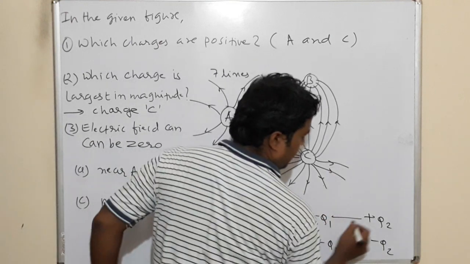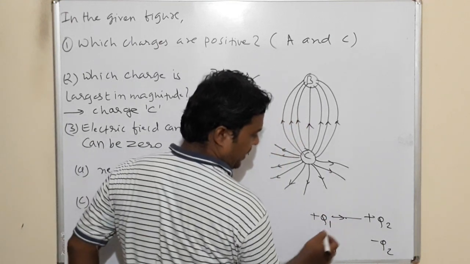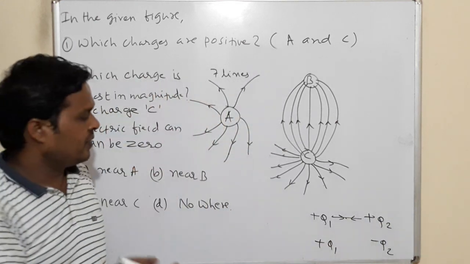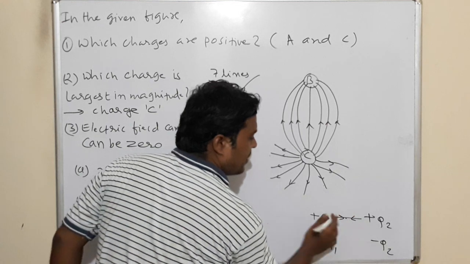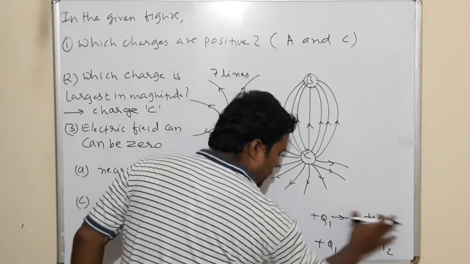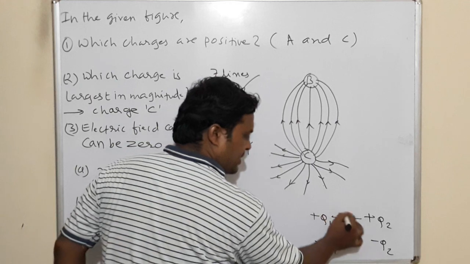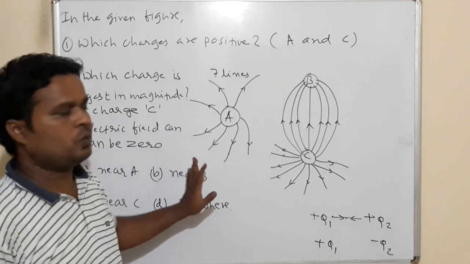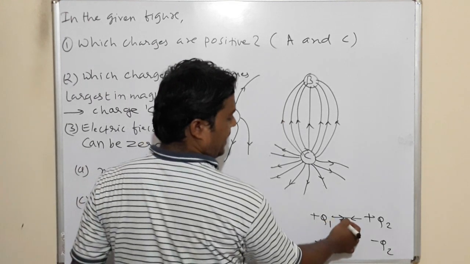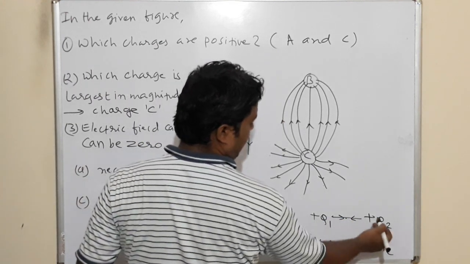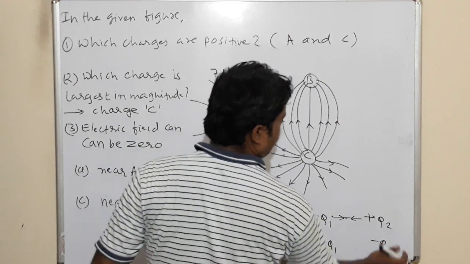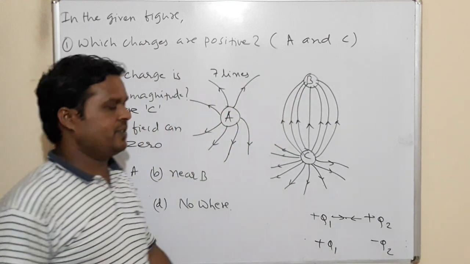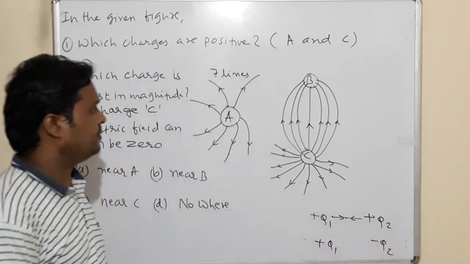See, here the electric field due to this charge will be in this direction, and the electric field due to this charge will be in this direction. That means the neutral point exists between them. If it is a system of two like charges, the neutral point exists in between the charges. Neutral point means the point where the electric field can be zero. If it is a system of unlike charges, then the neutral point, that means the point where the electric field can be zero, exists outside the charges.